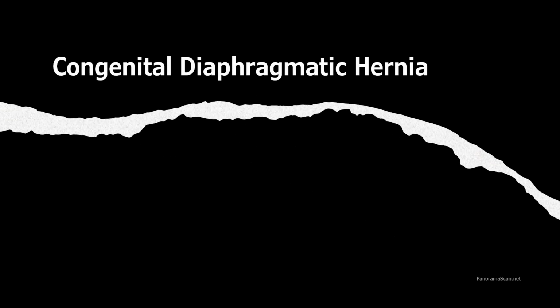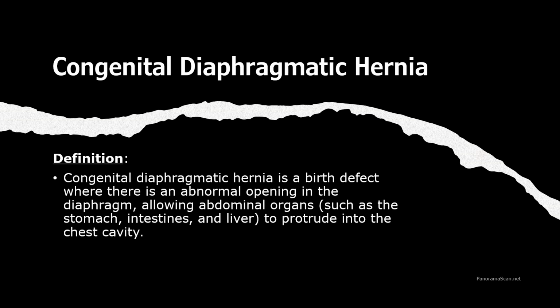Let's begin by defining congenital diaphragmatic hernia. This is a birth defect where there is an abnormal opening in the diaphragm, the muscle that separates the chest cavity from the abdominal cavity.